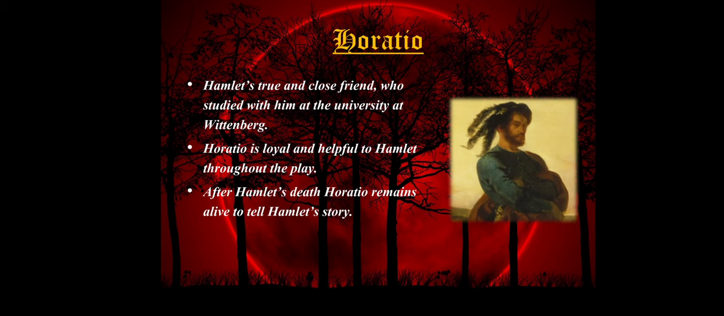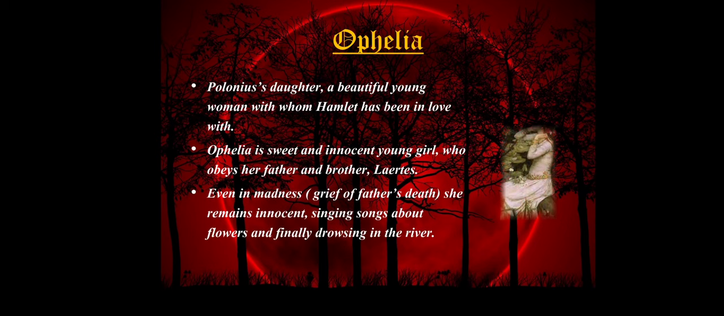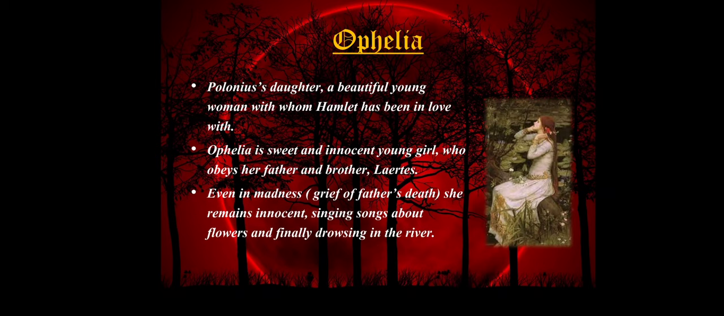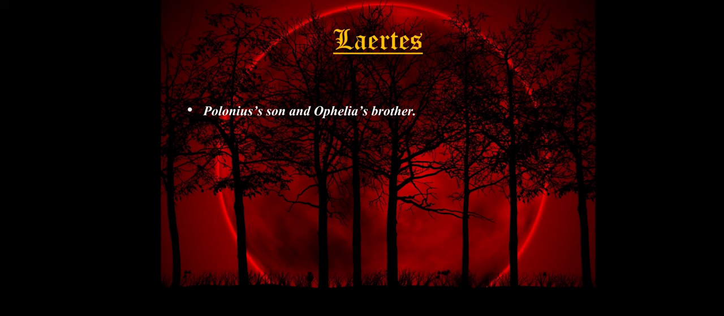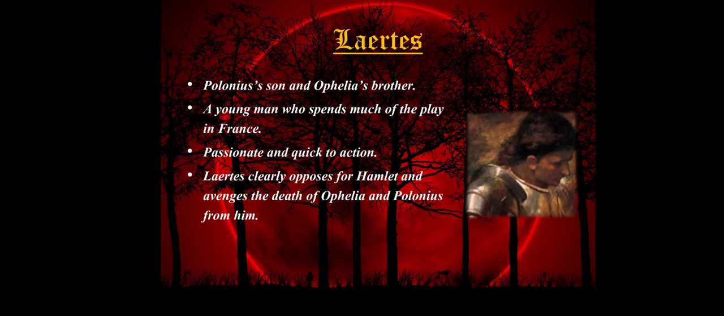Ophelia, Polonius' daughter, a beautiful young woman with whom Hamlet has been in love. Ophelia is a sweet and innocent girl who obeys her father and brother Laertes. Even in madness, she remains innocent, singing songs about flowers and finally drowning in the river. Laertes, Polonius' son and Ophelia's brother, a young man who spends much of the play in France. Passionate and quick to action, Laertes opposes Hamlet and avenges the deaths of Ophelia and Polonius.